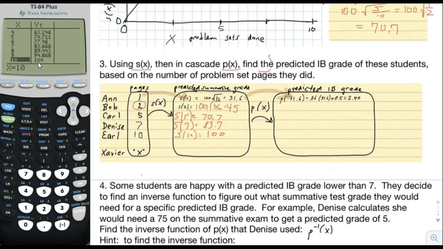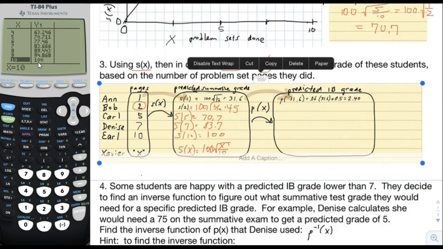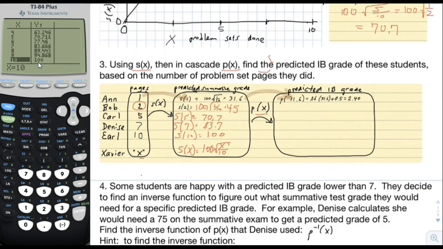Now, Xavier, we don't know what his grade is. It just says x. So what we want to do here is just leave x there as a variable. So we're going to put x divided by 10, and that is the answer already. Now we're going to do the same thing, except now we're going to use the p function to translate our predicted summative test grade to a predicted IB grade between 1 and 7.